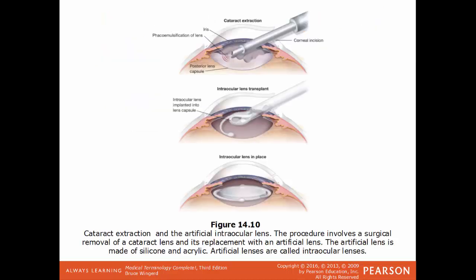Alright, in this image we have an example of cataract extraction and then the implanting of the IOL. So you have the lens here, which is covered with a cataract, is taken out, and then the artificial lens, the intraocular lens, is put in its place.